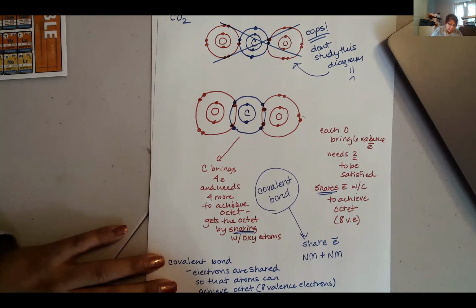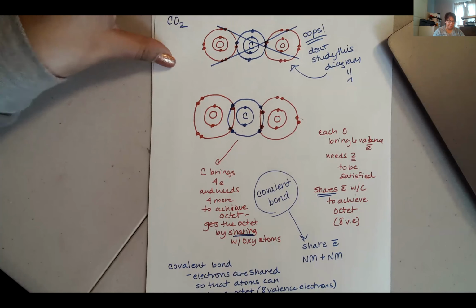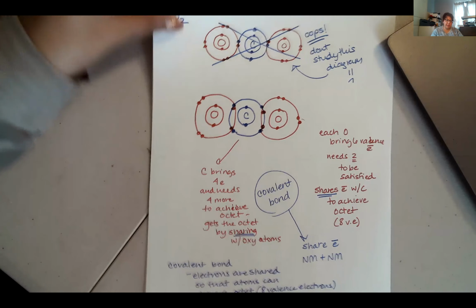So electrons are not always shared equally. Just because there's some sharing going on, it doesn't necessarily mean that those electrons are shared equally. In other words, carbon and oxygen may or may not play nice, and they may or may not share electrons equally. So that's why there are two different types of covalent bonds.